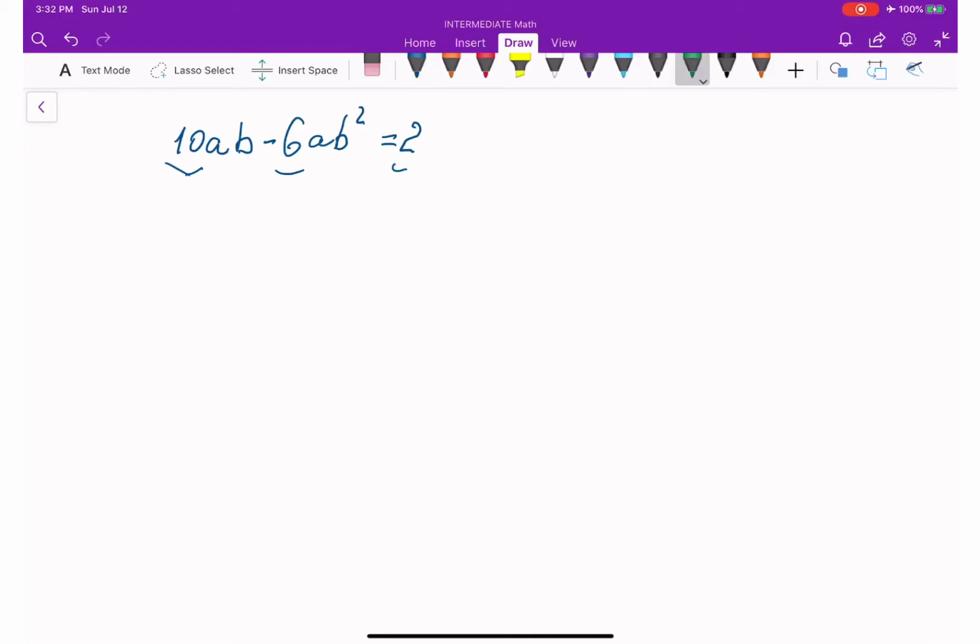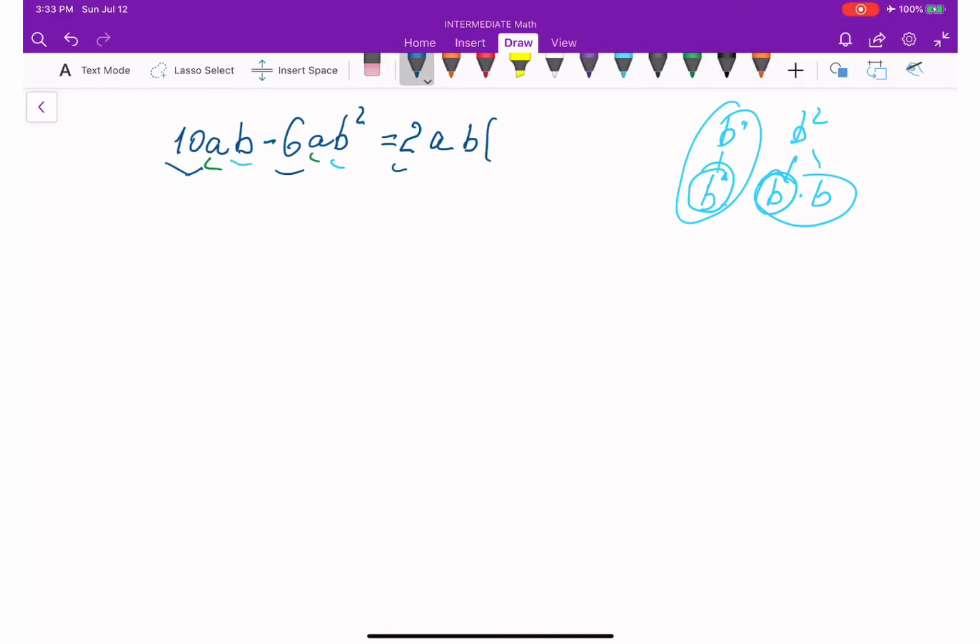So between 10 and 6, the greatest common factor is going to be 2. For a, there's nothing to choose, so a comes out. And between b and b squared, b and b, here is only b. If I take b squared, then for this term there won't be enough, because I have degree 1, only one b. Therefore, I have to take the common one. Both of them have 1 for sure. Therefore, I'm taking out b.